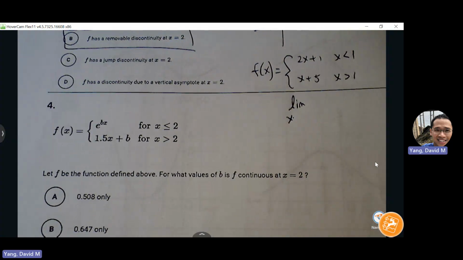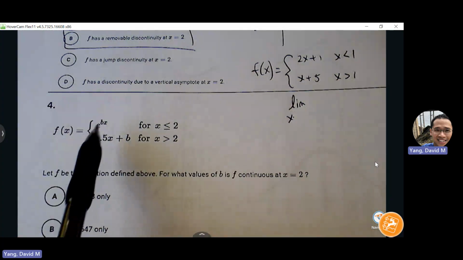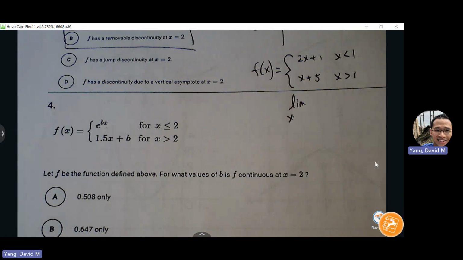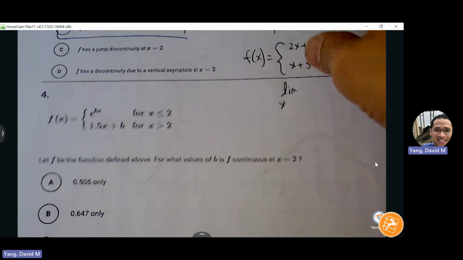Okay, let f be the function defined above. For what value of b is the function continuous? So we want to force continuity, but these b values are kind of forcing these functions to be floating. It's not set. So we want to force these to set in a way where they're going to meet at 2. I like to go through my continuity conditions and step through and make sure that every piece is true.